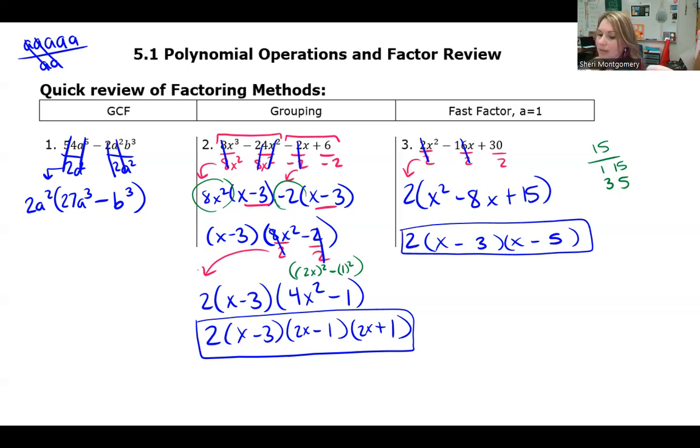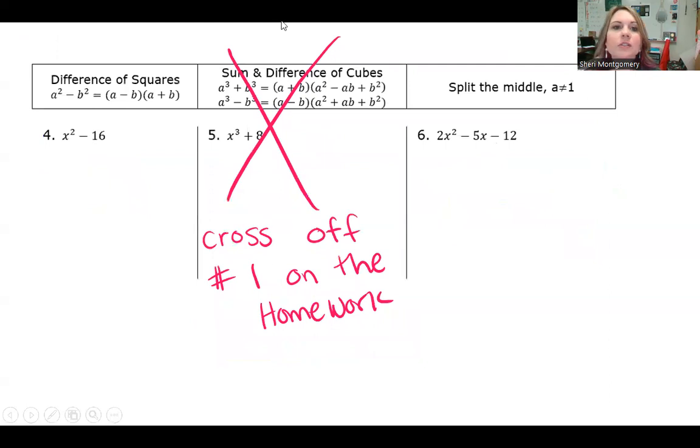Who was ready for math before noon today? Me neither. Me neither. Good news is we're not doing this one, so you can cross it off. And you can go cross off number 1 on the homework. We met yesterday and decided we're not going to do those. We already did them last semester, so let's not do them again. How about that?